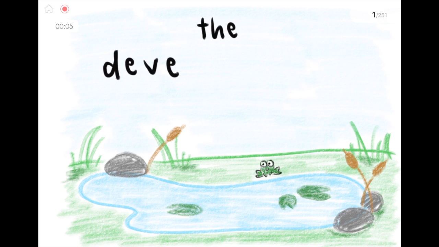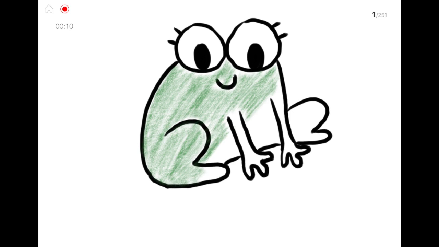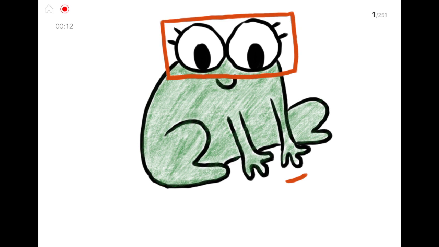Hello everyone! Today we are going to talk about the development of a frog. Yes, a frog. Commonly, frogs have protruding eyes, strong webbed hind feet for leaping and swimming, and no tail. They also possess smooth, moist skin.